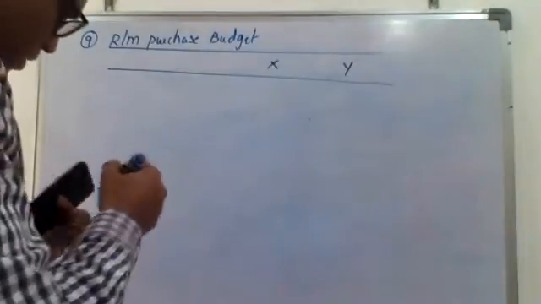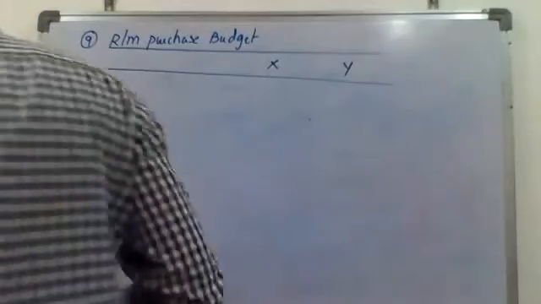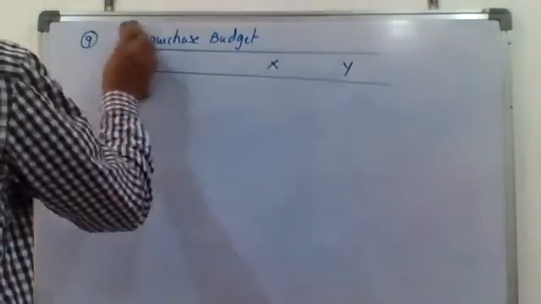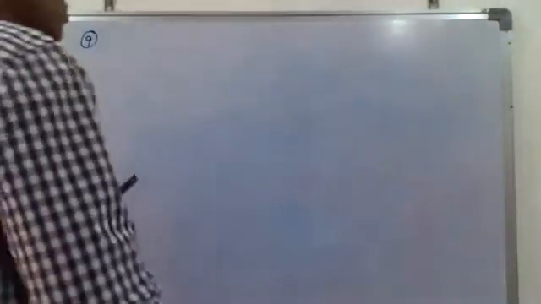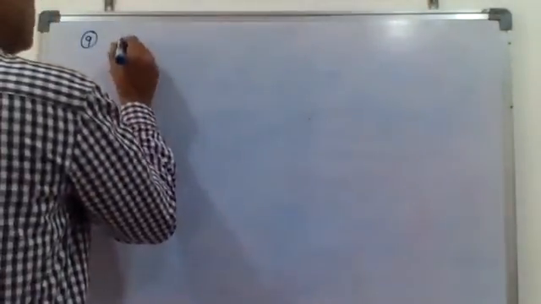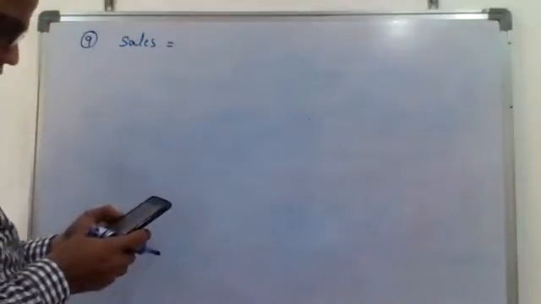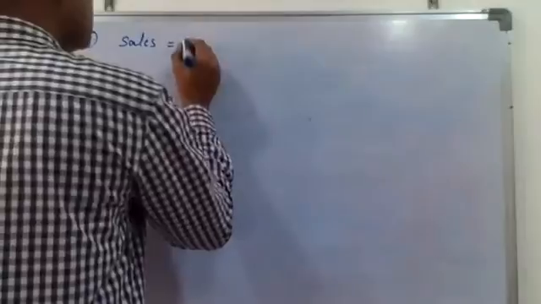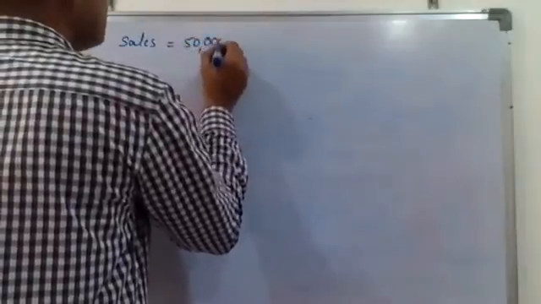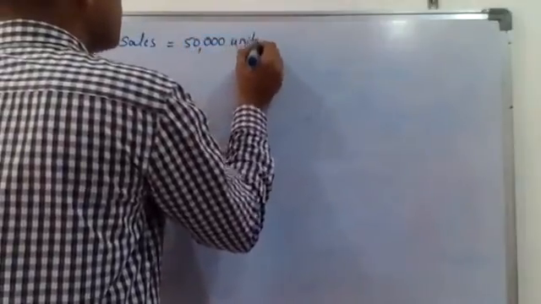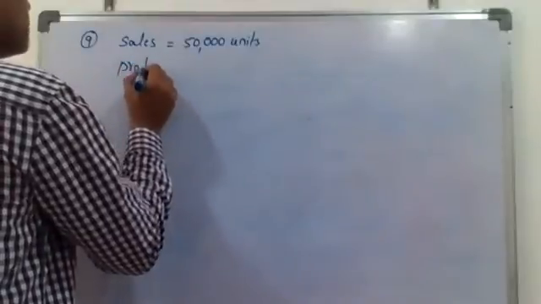So consumption is not given. So my first step is not the raw material purchase budget here. So let us first find out the consumption. Before you find out the consumption, what is it that you have to do? Find out the production. For me, sales is given to us, that is estimated sales is 50,000 units. So sales units are 50,000 units. Okay. Then I have to find out the production.